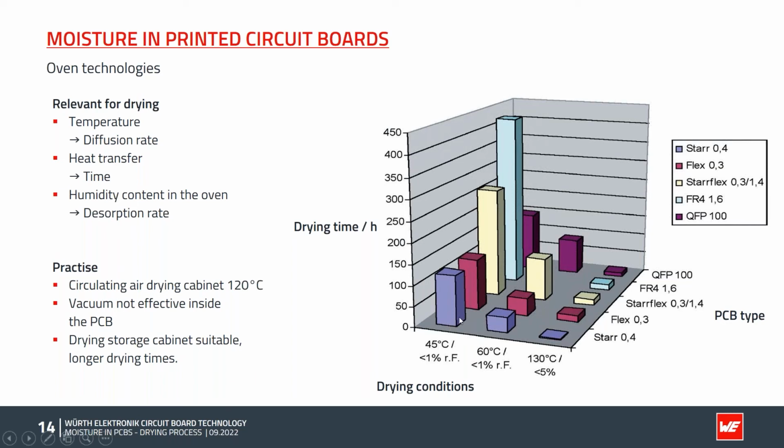So there is a common drying process with 120 degrees C. That's still below the Tg of the material, so we can talk about drying, not tempering. That's real drying and efficient drying in a circulating air drying cabinet. Vacuum is not that effective, as inside the PCB we have a solid material. There are no pores or holes or voids where the vacuum could be effective.